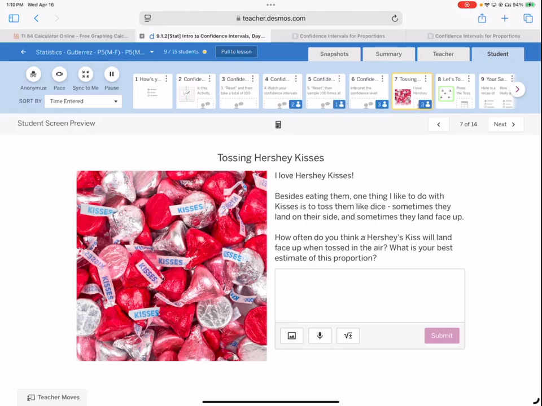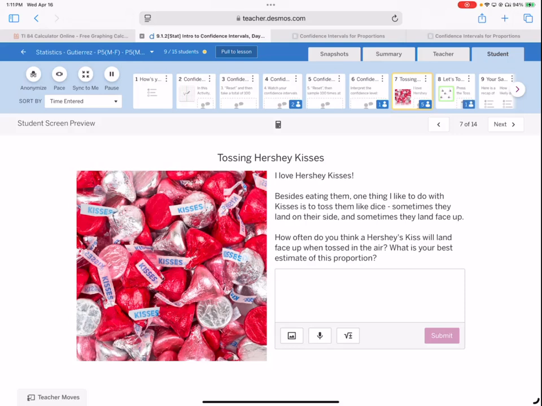So the idea here is that if you were to toss these Hershey's up in the air, what's the probability that it lands flat on its bottom, versus on its side? Well, we don't know the answer. That's the idea of statistics. We don't know the answer.